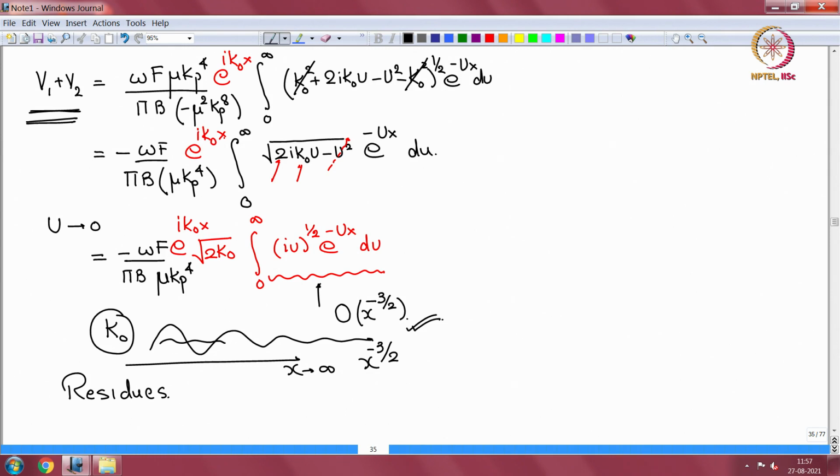Now let us move towards thinking about singularities, so that we can get the residue contributions, which is very important. To move towards that, first of all we need to non-dimensionalize.